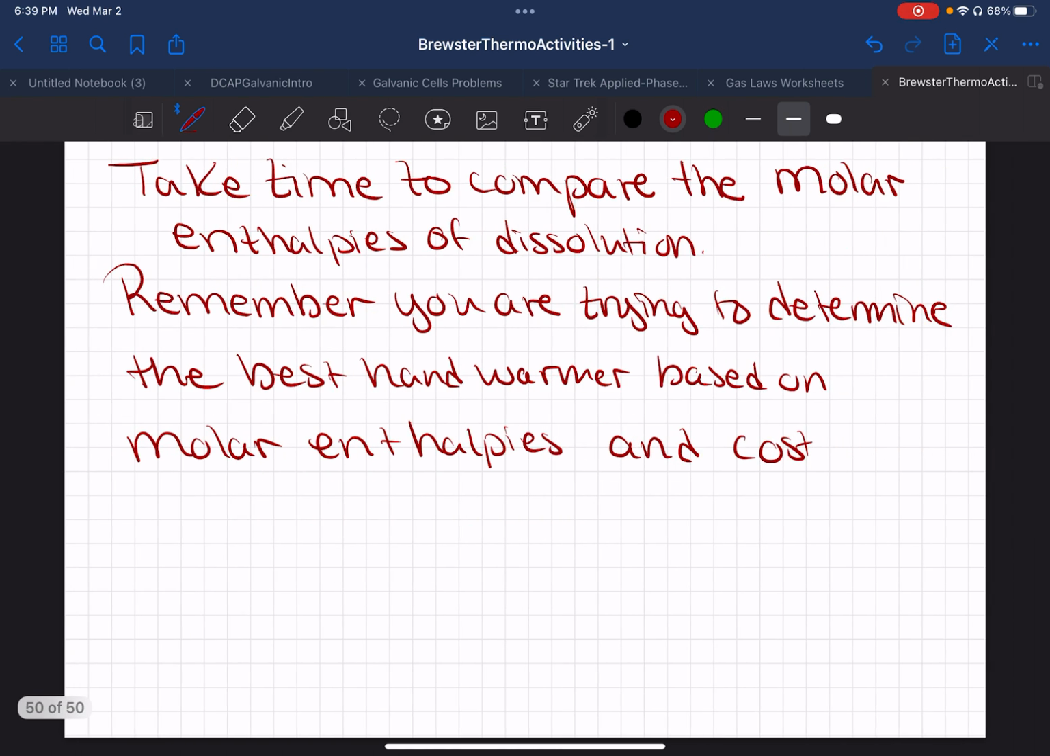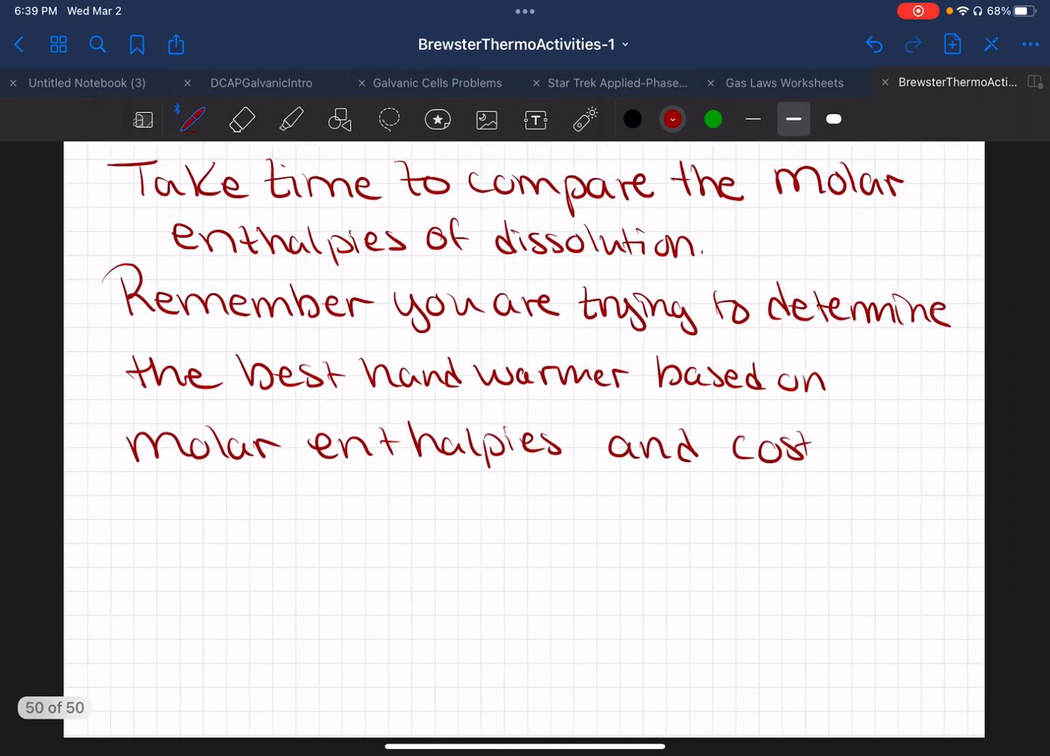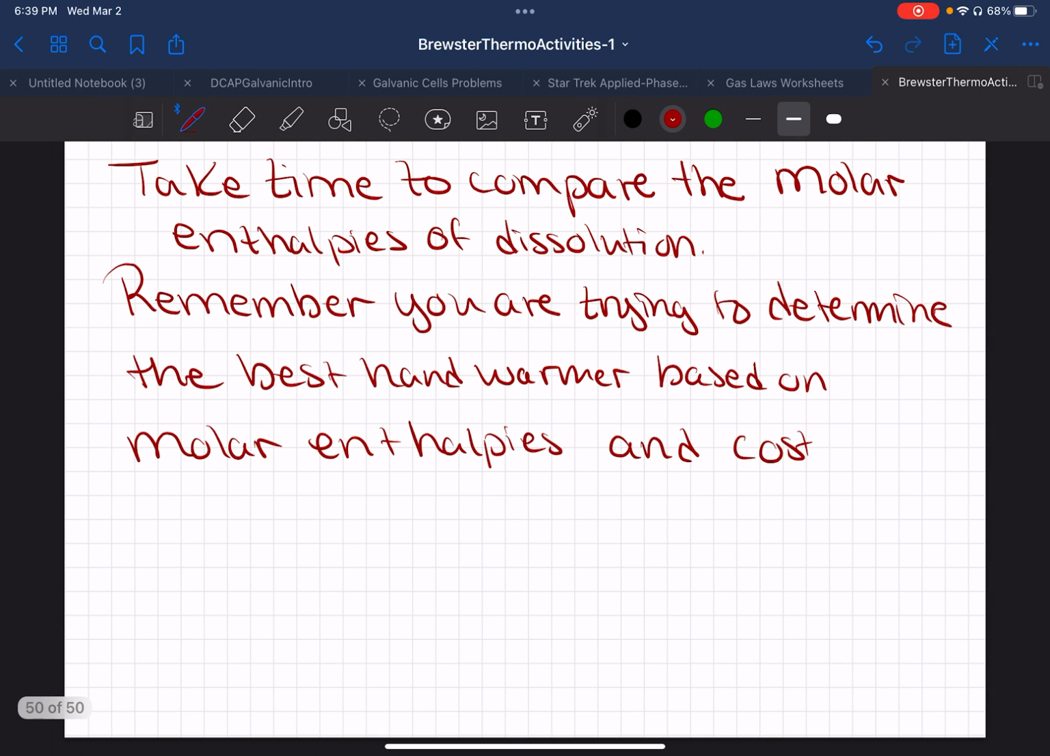Make sure you take time to compare the molar enthalpies of dissolution between them, because your goal is you're trying to determine the best hand warmer based on molar enthalpies and cost. And that is our calculations for this lab.